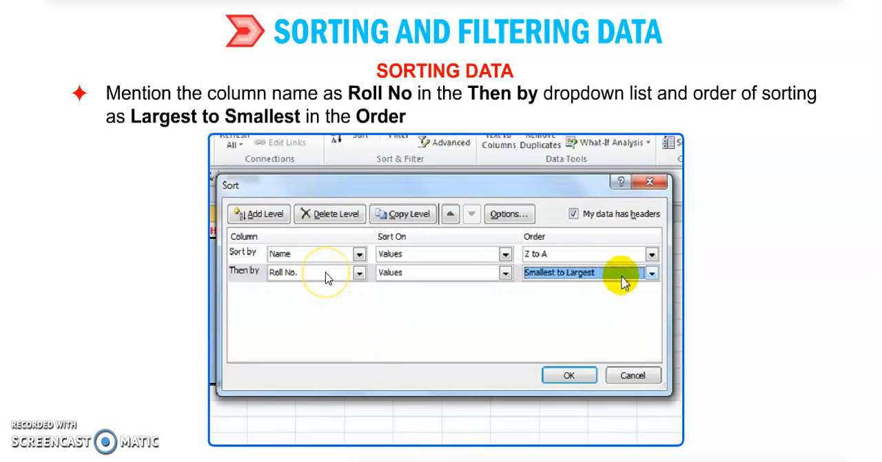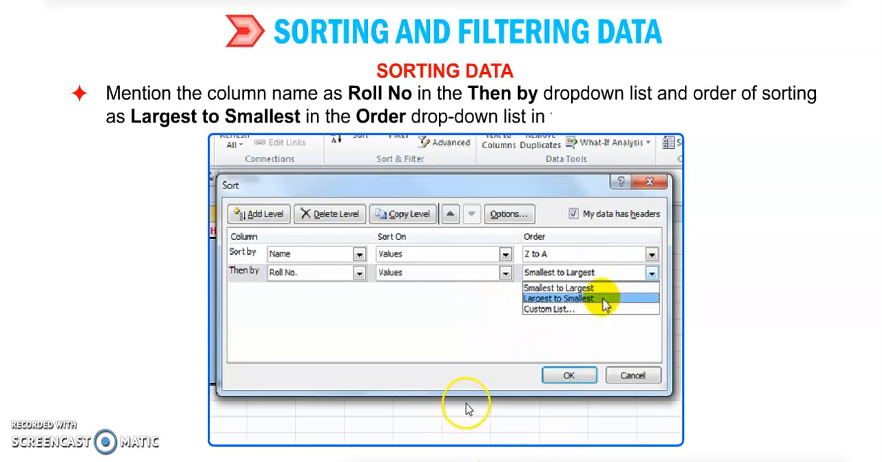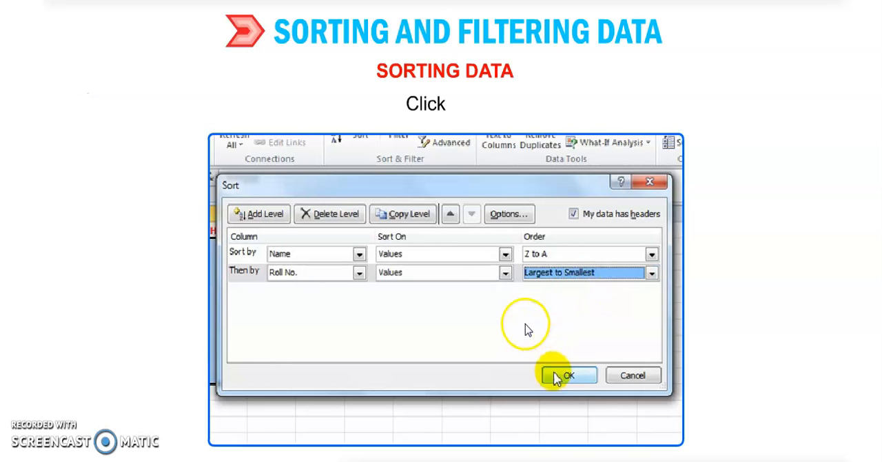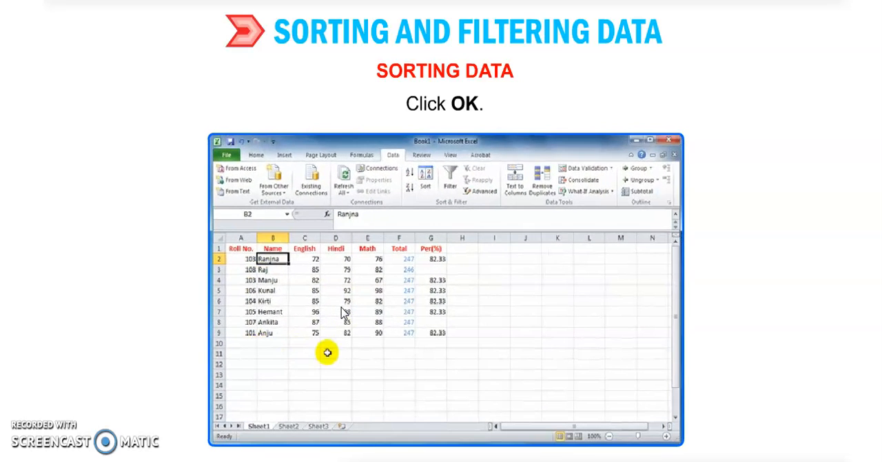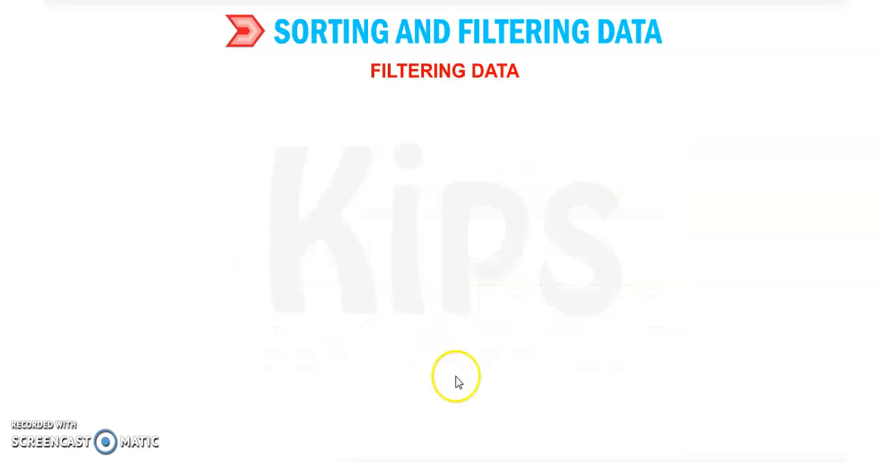Then choose the order of sorting, such as largest to smallest. In the name field we can sort alphabetically A to Z or Z to A, but roll number is a number, so we can sort by smallest to largest or largest to smallest order. Choose it in the Order drop down list in the new level. Click on OK. Then you can see the changes after sorting.